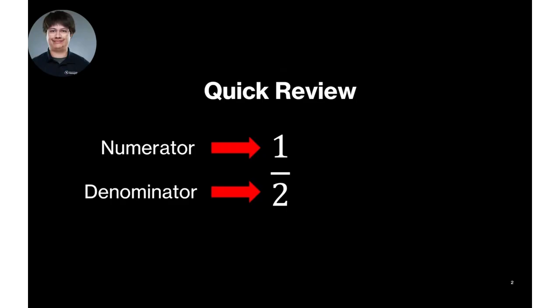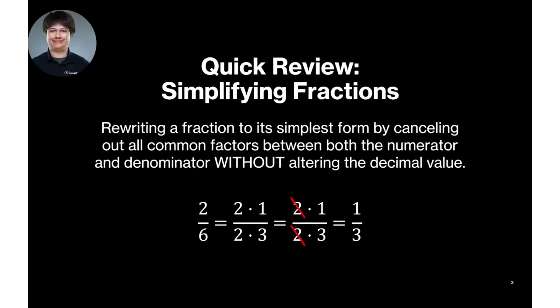The top of a fraction is the numerator, and the bottom is the denominator. If you're good with that, let's remind ourselves of what it means to simplify a fraction. It's basically rewriting a fraction to its simplest form by canceling out any common factors between the numerator and the denominator, but without changing the decimal value. So remember, fractions represent decimal values.